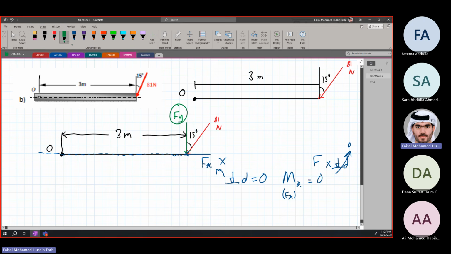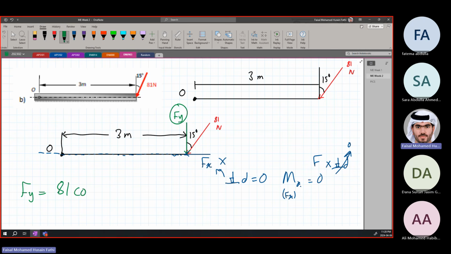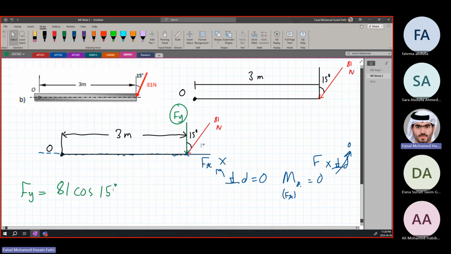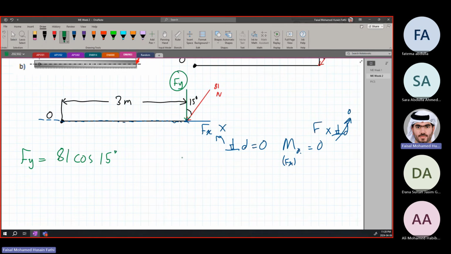Now we know that this is 81 newtons. You can use trigonometry. Fy is going to be equal to 81 times cosine 15 degrees. You should already all be familiar with how to find the cosine of an angle and all of that. This is SOHCAHTOA. Basically, if you draw the triangle, it comes out to 81 cosine 15 degrees. So Fy is going to be equal to 81 cosine 15.